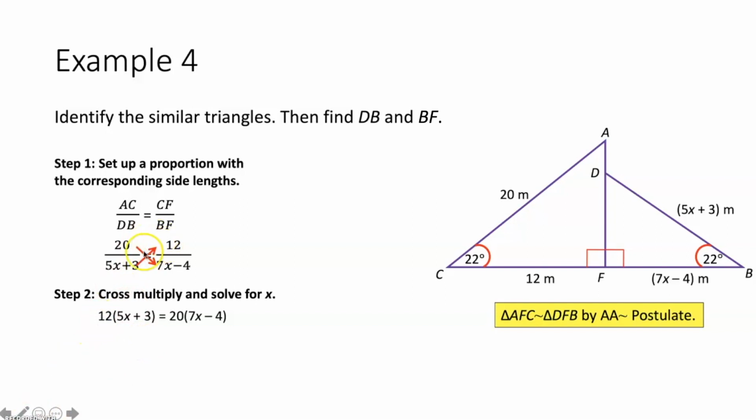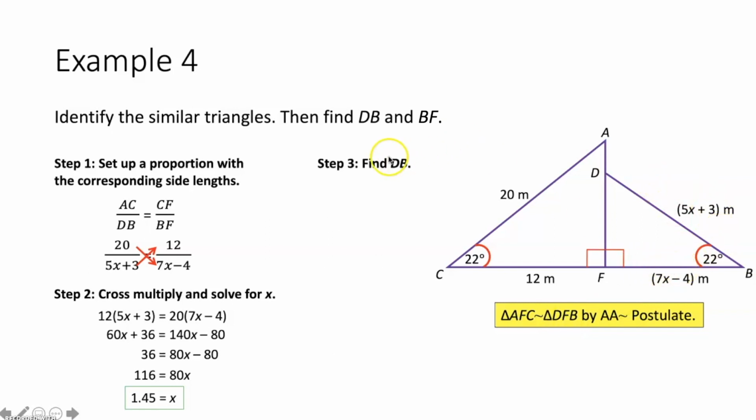So remember, when I'm multiplying across like this, 12 times the quantity 5x plus 3, I need to distribute the 12 to the 5x and to the 3. When I'm multiplying 20 times the quantity 7x minus 4, I have to distribute the 20 to the 7x and to the negative 4. I can then solve for x by subtracting 60x on both sides, adding 80 to both sides, and then dividing both sides by 80. I get x is equal to 1.45. But that's not what I was trying to find. I'm trying to find the measure of segment DB and the measure of segment BF.